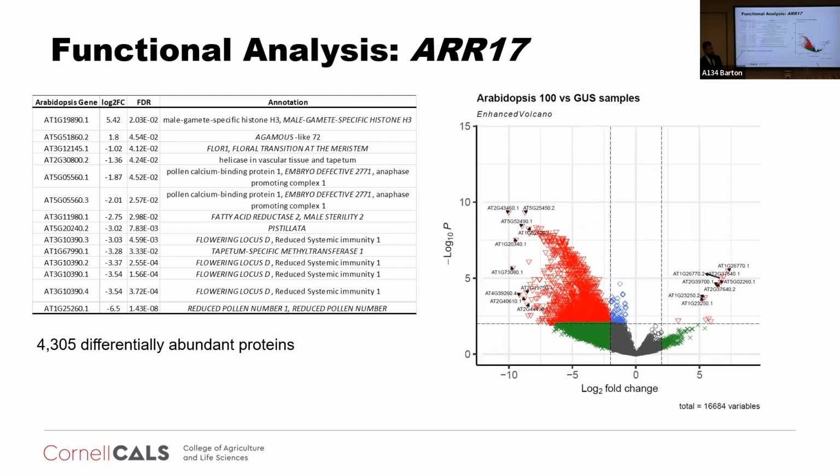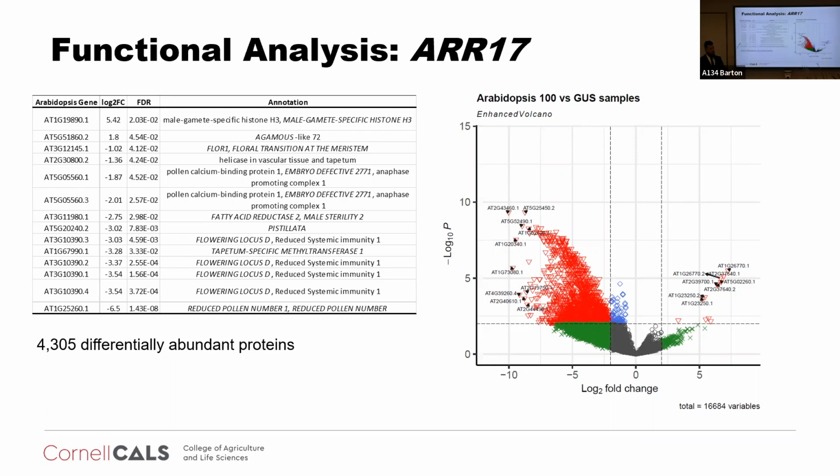These are the results from our expression of AR17 in Arabidopsis. Here is a volcano plot showing the abundance of the proteins we detected. We detected over 16,000 proteins. Of these, over 4,300 were differentially abundant. And among those differentially abundant proteins, we saw multiple genes that had annotations directly involved in floral development, many of which were annotated as being involved in pollen and tapetum development, tapetum being the precursor tissue for pollen.